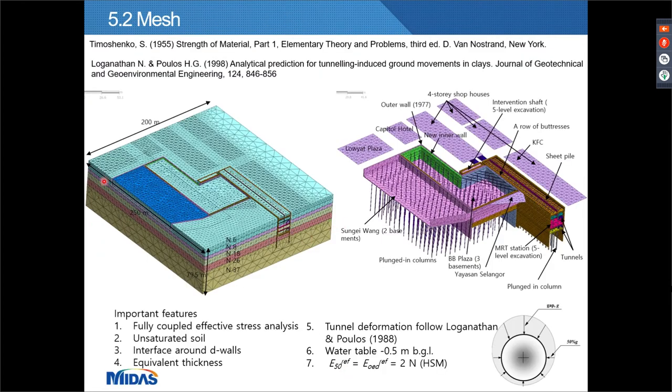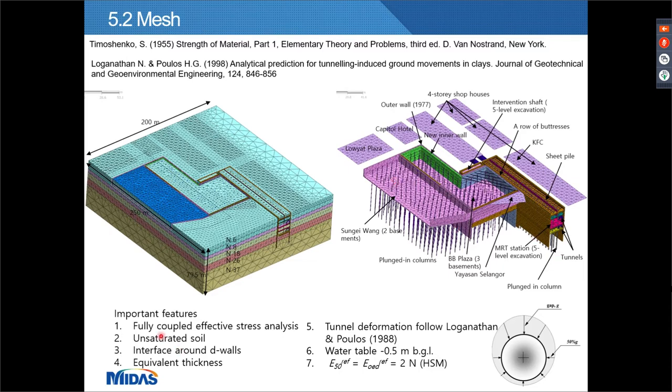Okay, this is the size. The size of the mesh is 200 meters by 250 meters by 79.5 meter in depth. This model includes, as I mentioned, the old basement wall and the new basement wall within the old basement wall, two tunnels, surrounding structures and temporary structures, the bracing columns.